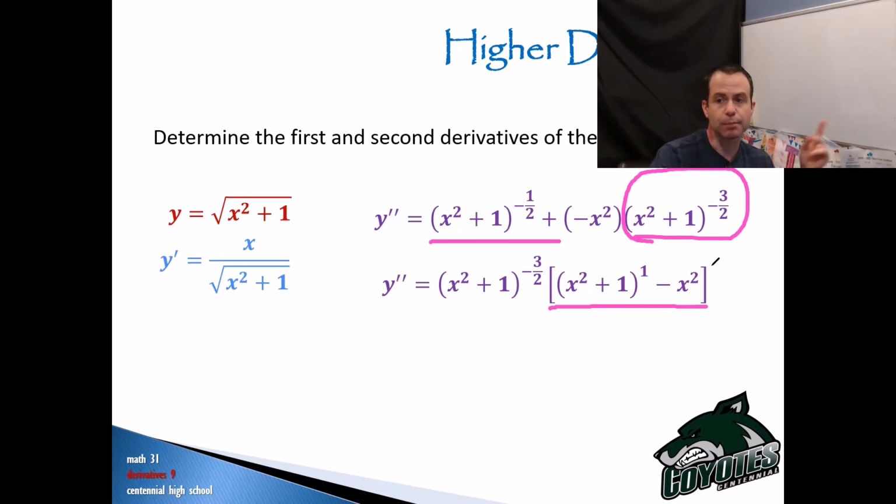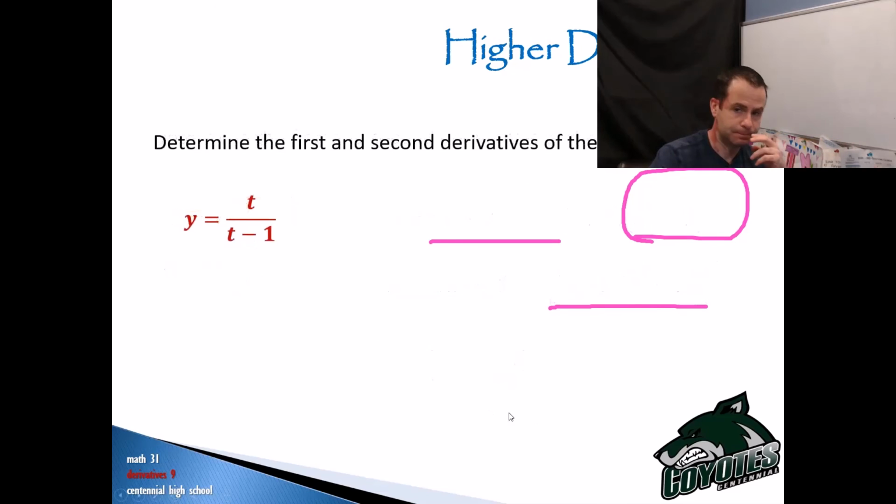So I can go x squared minus x squared is nothing. So that's just going to leave me with 1 over the x squared plus 1 to the 3/2. Okay, which we could then write as the root of x squared plus 1 to the 3. Okay?